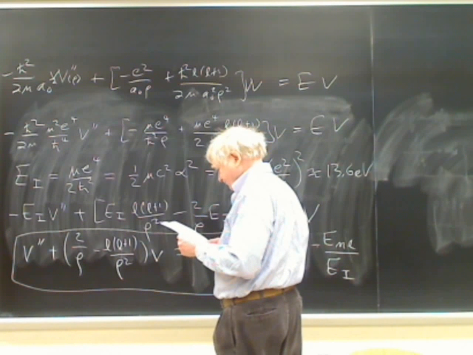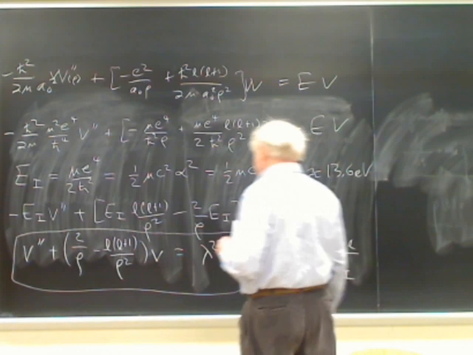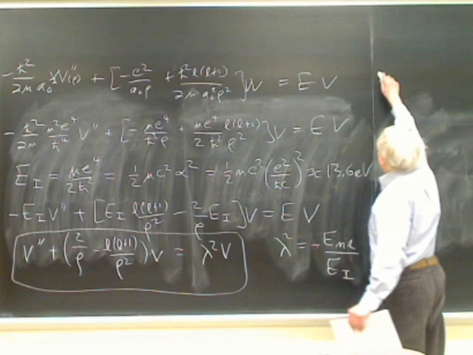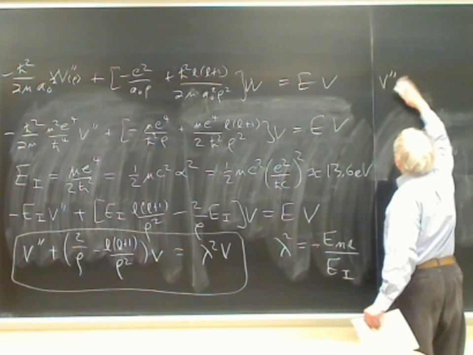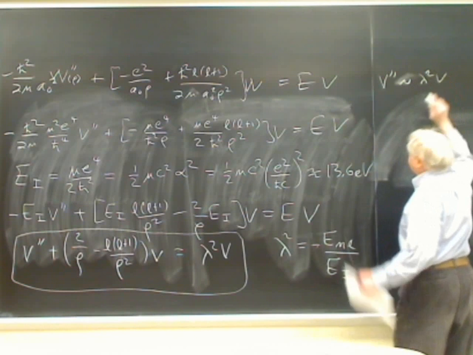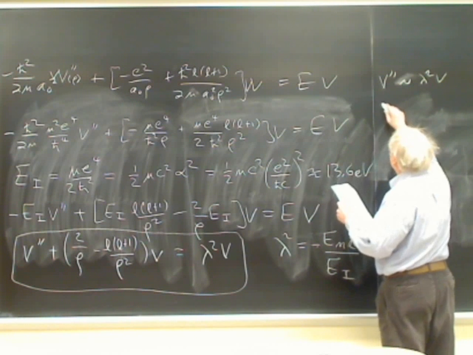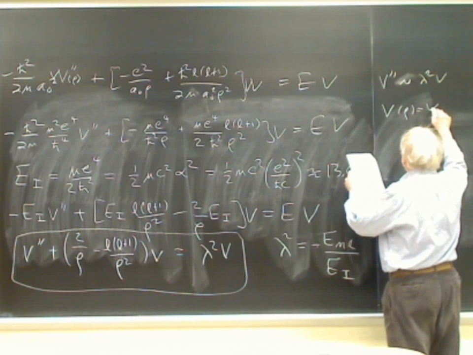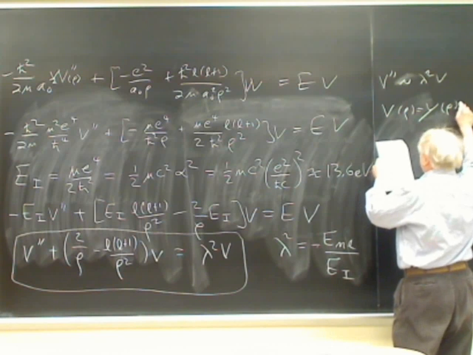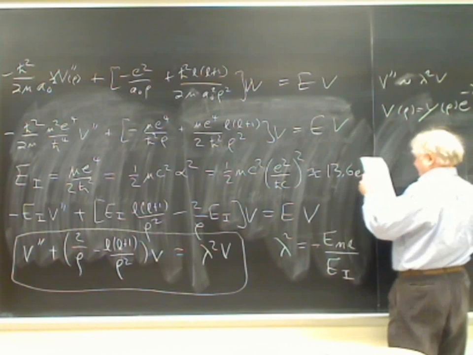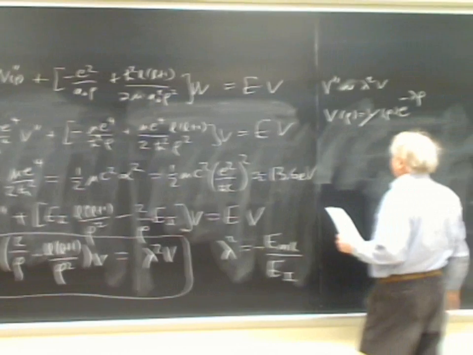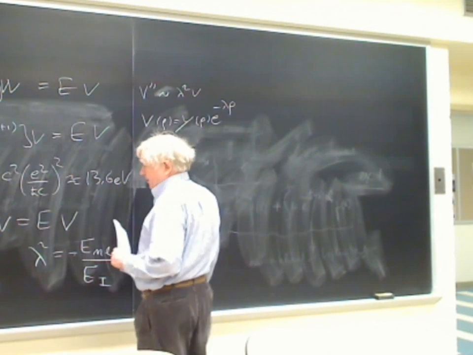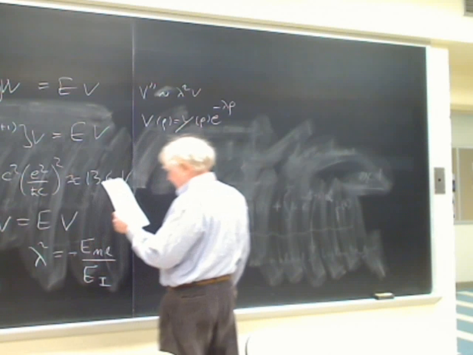And let's again look at what this looks like as rho goes to infinity. Well, obviously, it looks like V double prime is lambda squared V. And so one solution is V of rho equal to y of rho times e to the minus lambda rho. What we're going to do, in other words, is take out the overall exponential behavior.